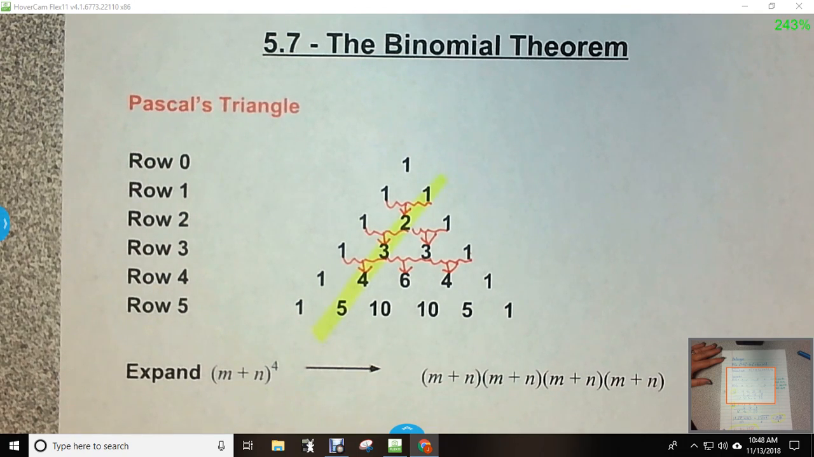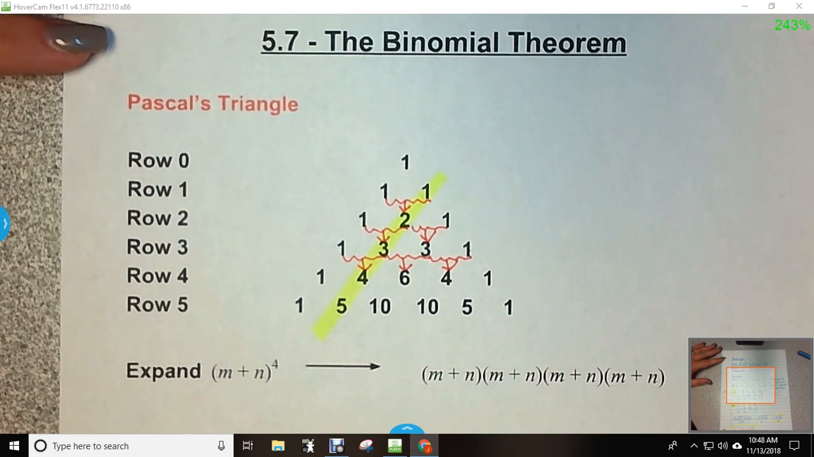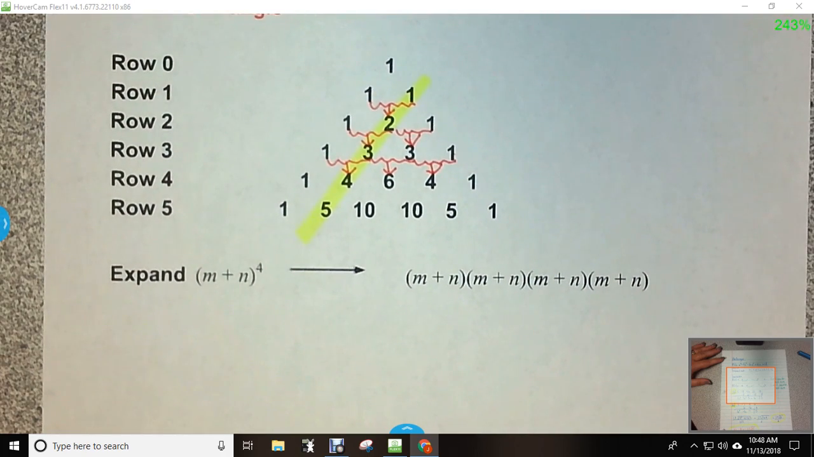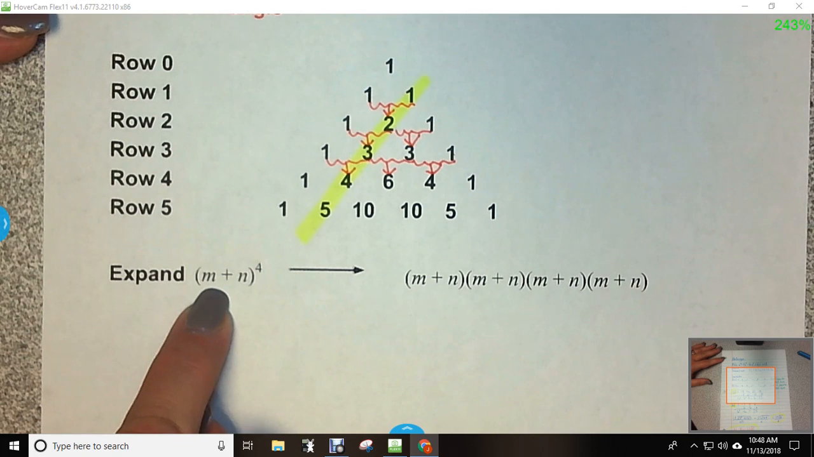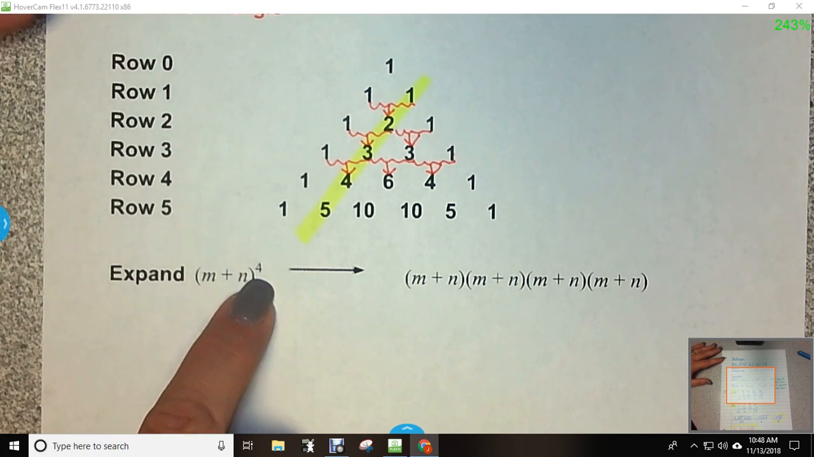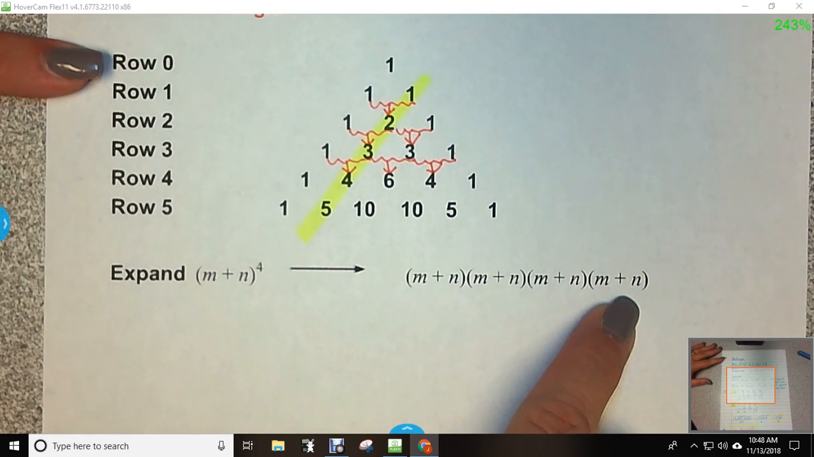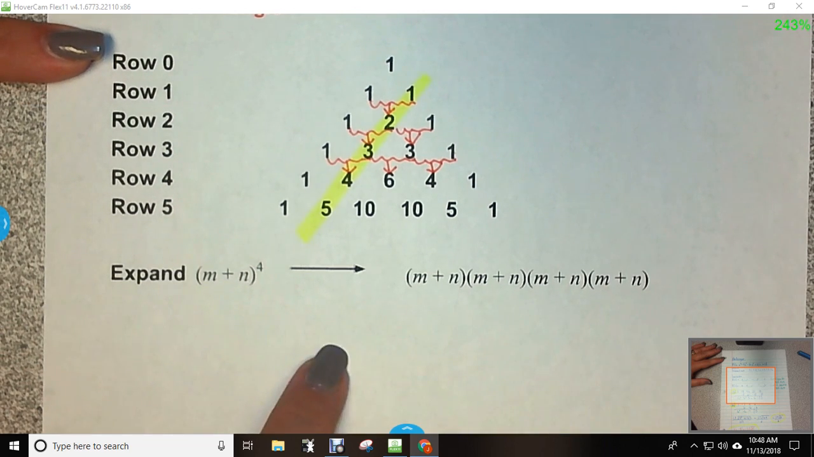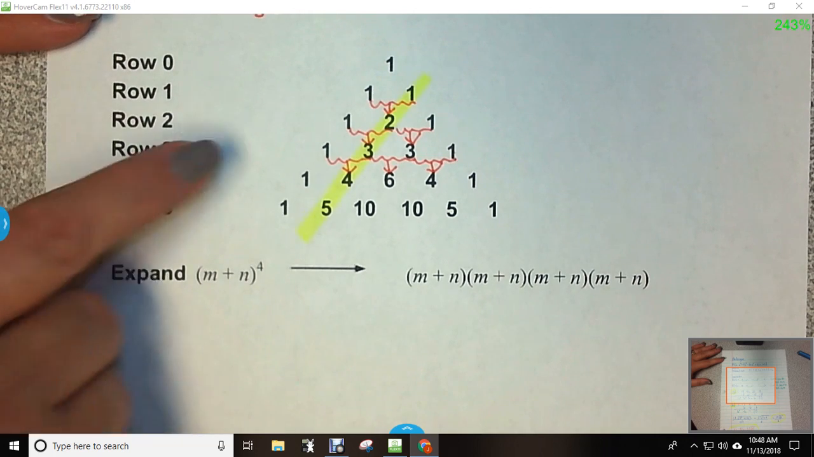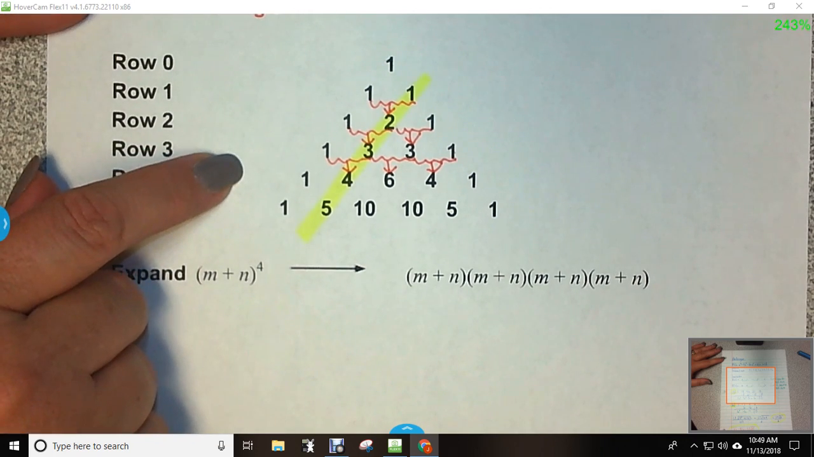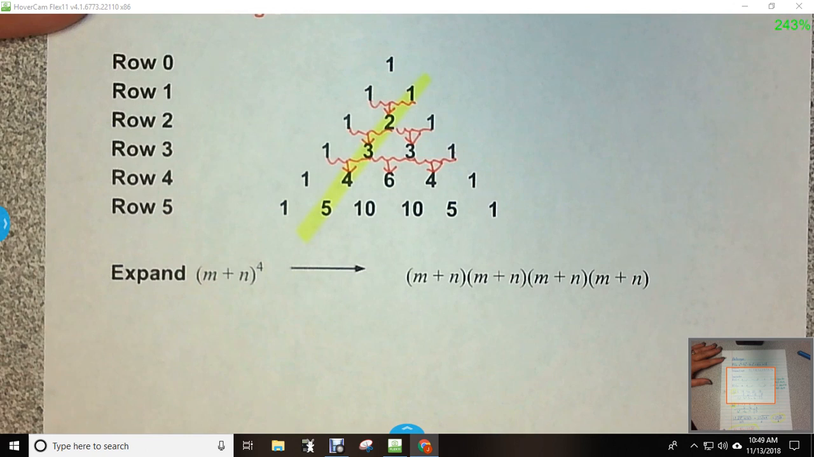Now, what are we going to use this for? Well, if they ask me to expand m plus n to the 4th power, you've got to know that means m plus n times itself 4 times. And you can multiply it the way that you already know how. And we're going to do that first. But then we're going to use Pascal's triangle to do it a little bit differently and get the same answer. And then you can decide which way you like better.